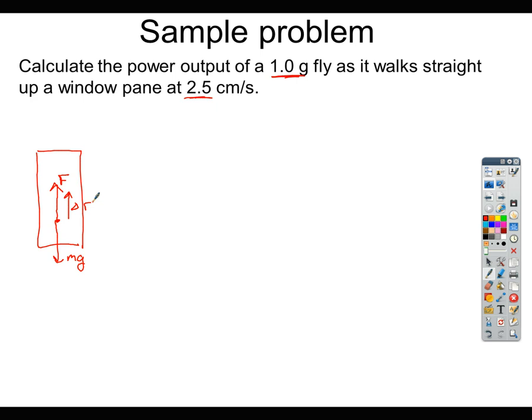We have to make an assumption with this. We're going to say he goes 2.5 centimeters per second. So let's just do this for a time equal to 1 second. We're going to just leave that. That'll be important later when we try to find the power.